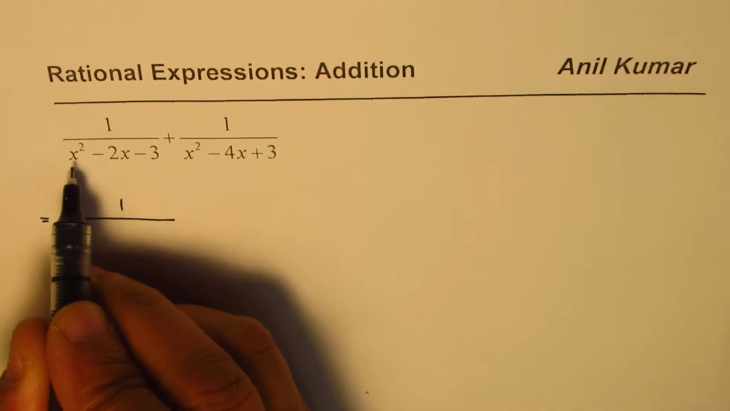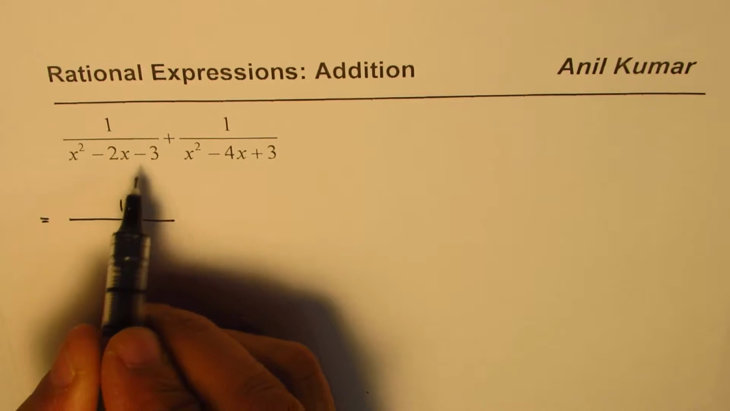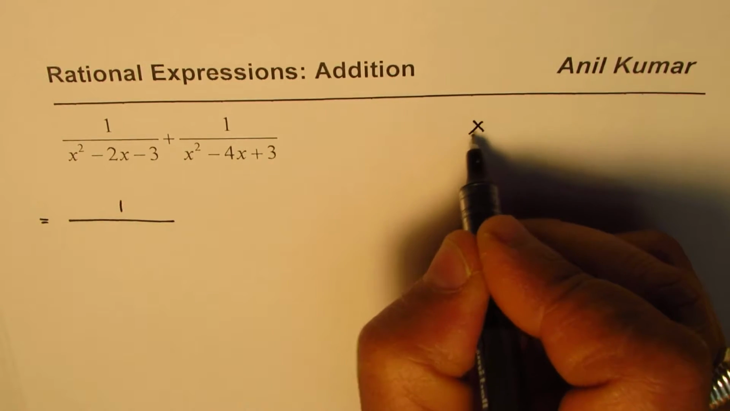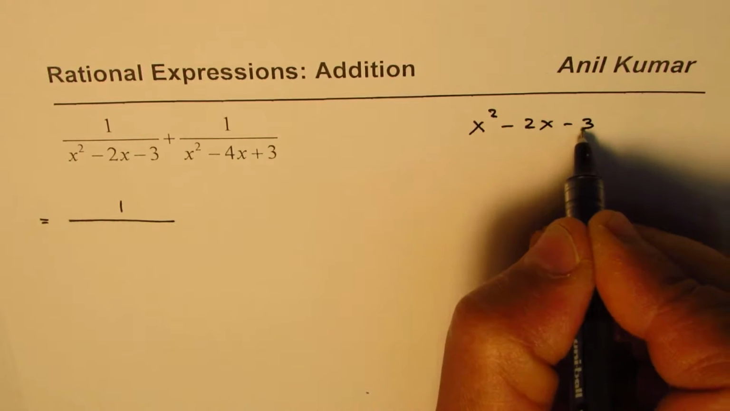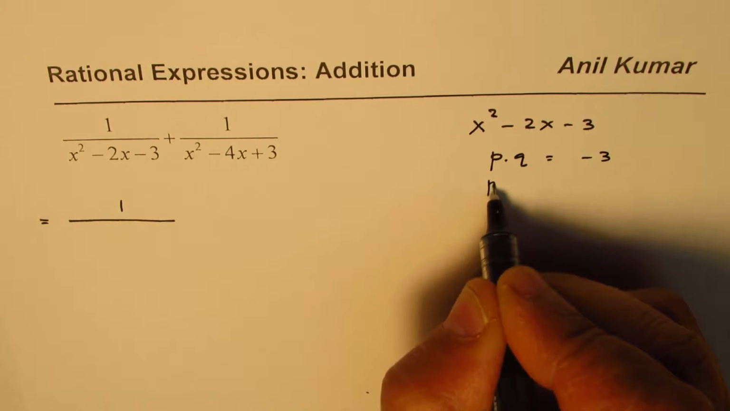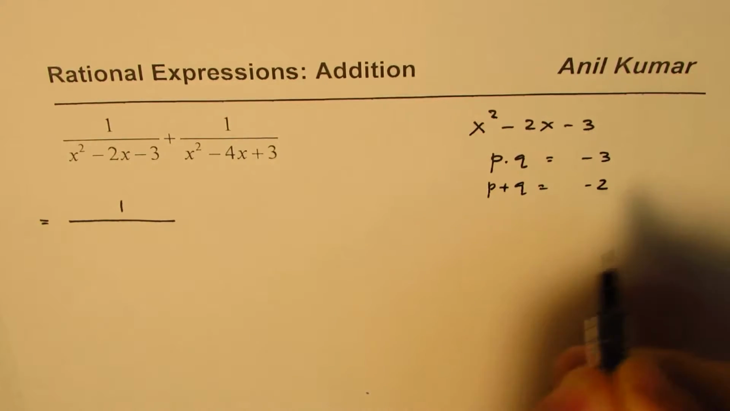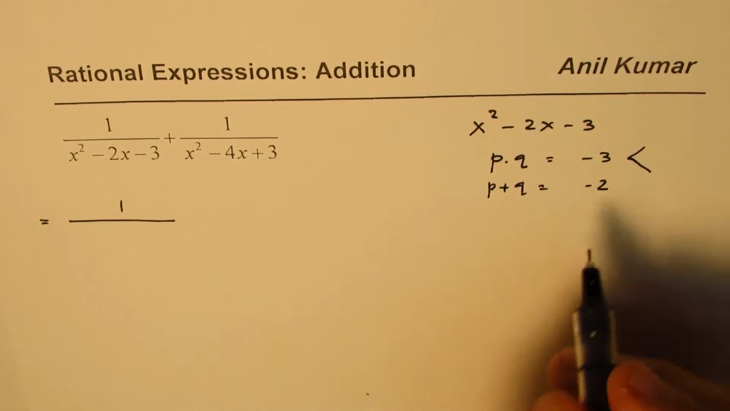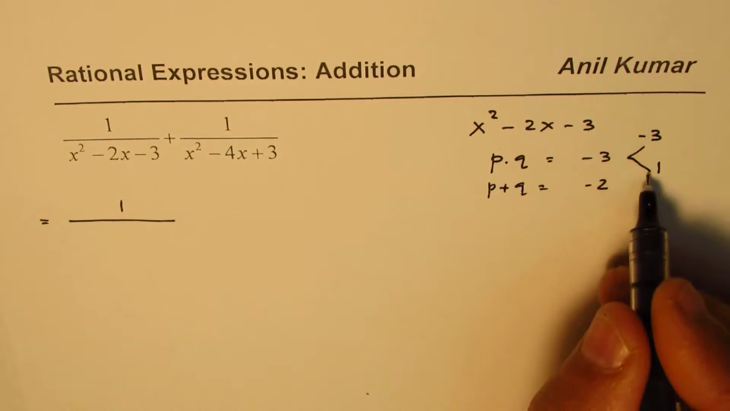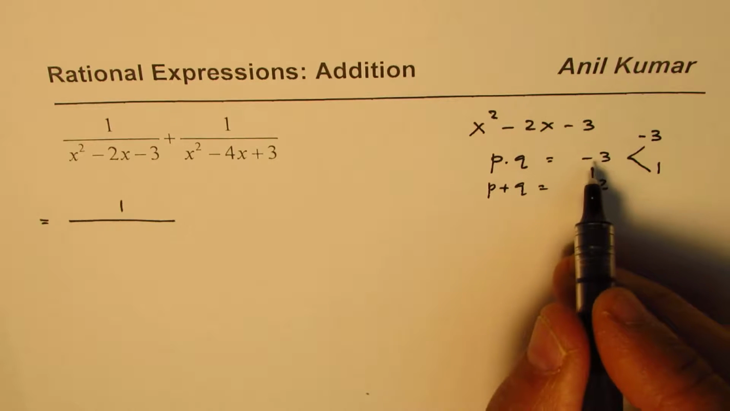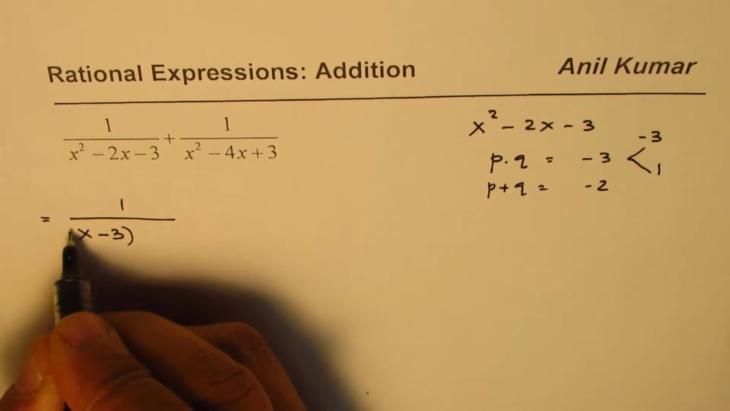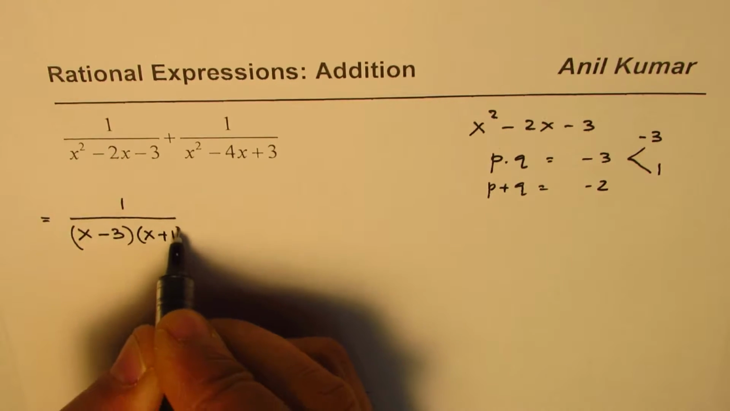So we have 1 over x square minus 2x minus 3. To factor, we can apply product and sum. So we are looking for, let me rewrite here, x square minus 2x minus 3. We are looking for two numbers whose product should be equal to minus 3 and whose sum should be equal to minus 2. So what are those two numbers? 3 and 1, and 3 should be negative since the sum is negative, 1 positive. When you add, you get minus 2. When you multiply, you get minus 3. So this denominator can be written as x minus 3 times x plus 1.